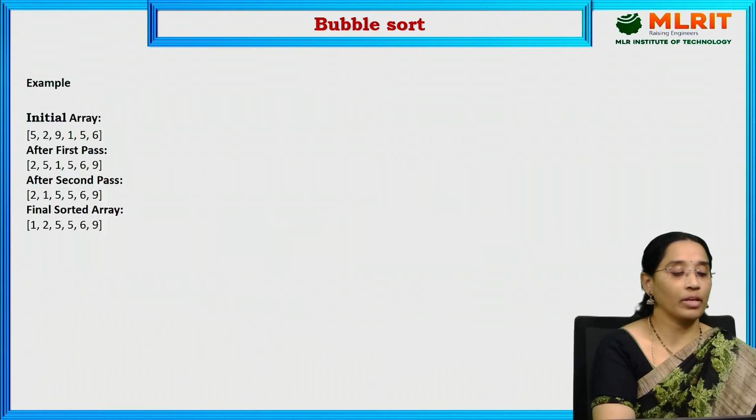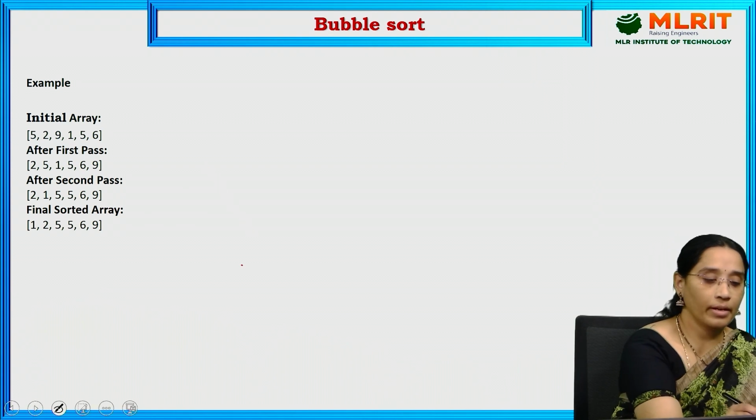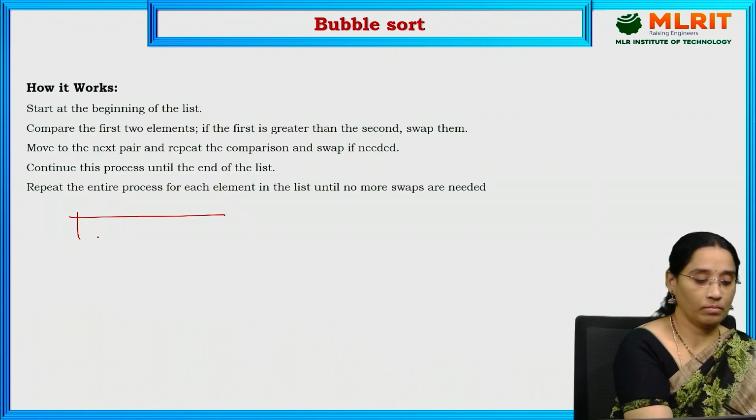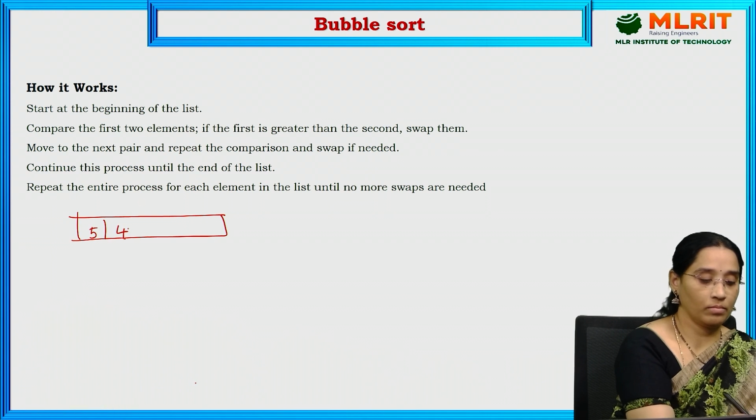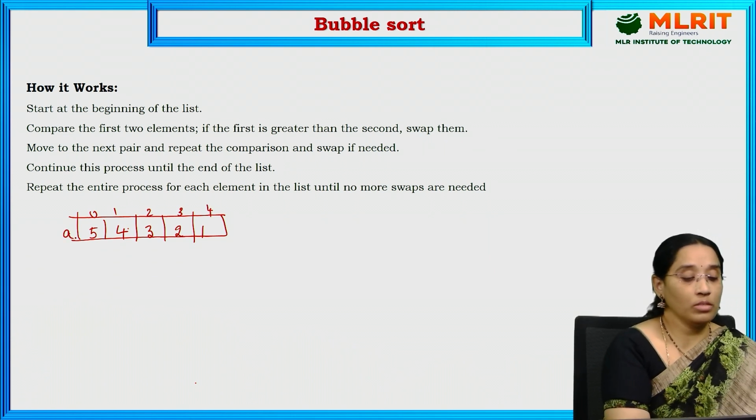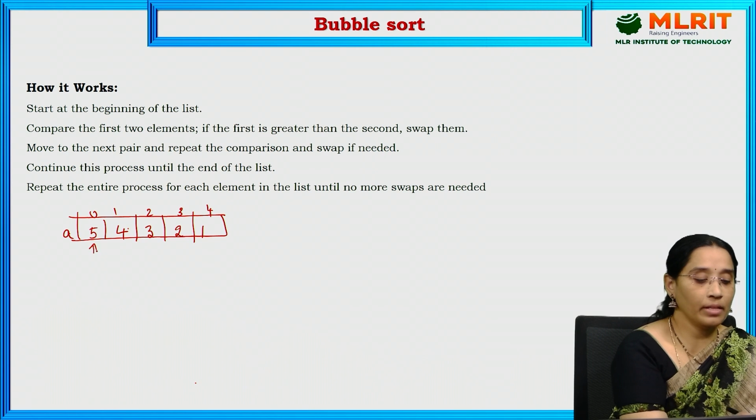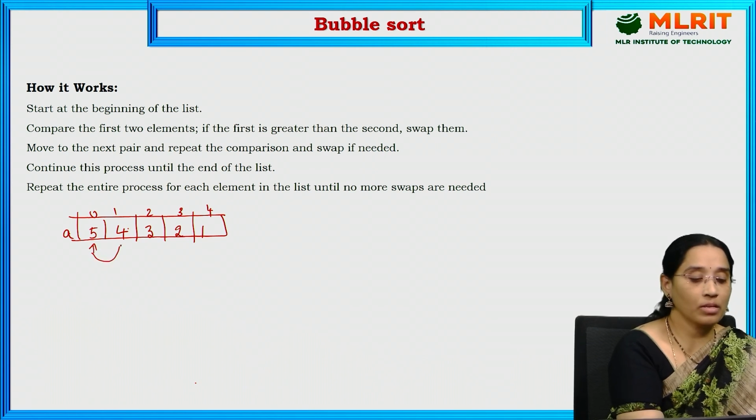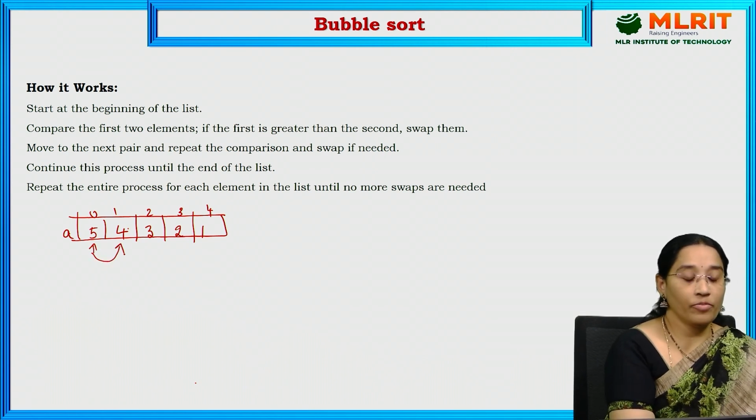Here we have taken an array. Consider the array again. These are the index positions and this is the array. So what is bubble sort? The first element in the array is compared with its second element. Obviously 5 is greater than 4, and 4 is less than 5, so these two elements get swapped.